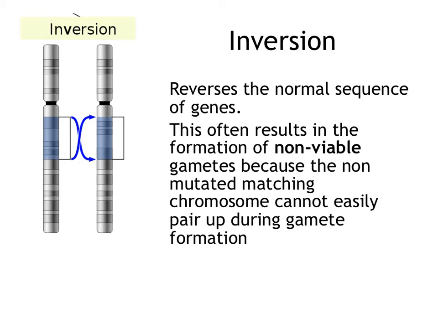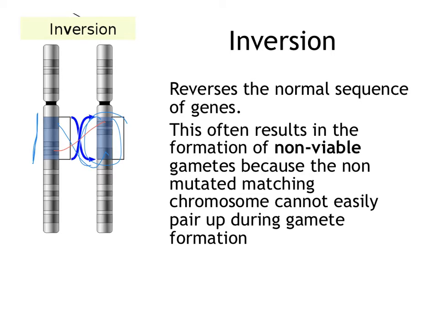Next type of chromosome mutation is this one here called inversion. Now what that means is that where you've got a normal sequence of genes, so here if we say this is the normal sequence of genes here, what happens is that sequence gets inverted, it gets turned around. So this gene ends up down here and this gene ends up here. And what happens with that is that you end up with what are known as non-viable gametes.